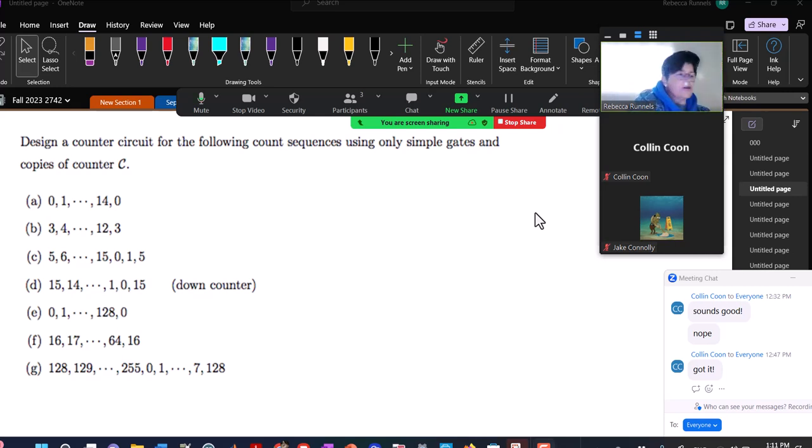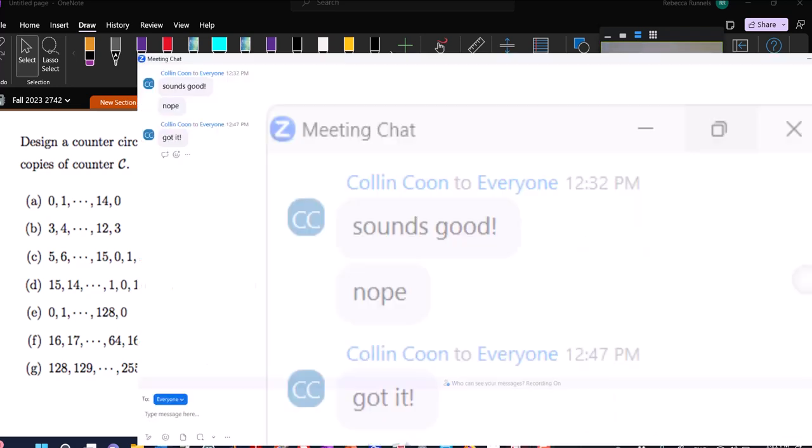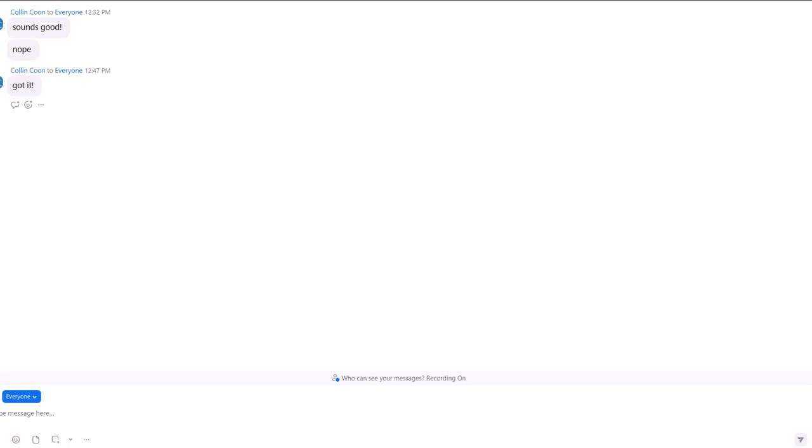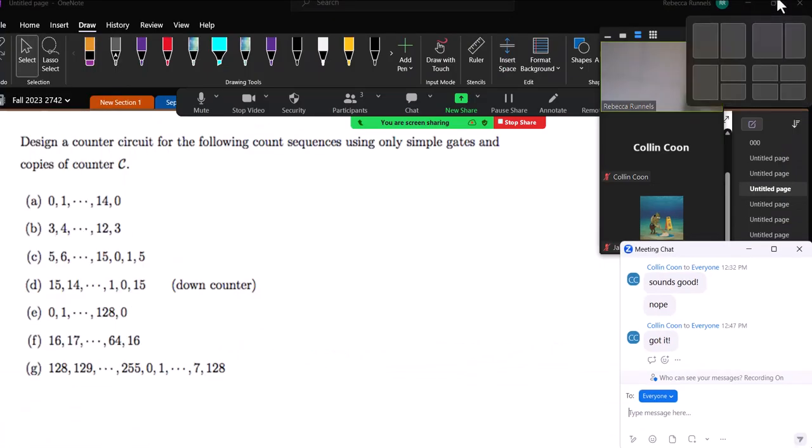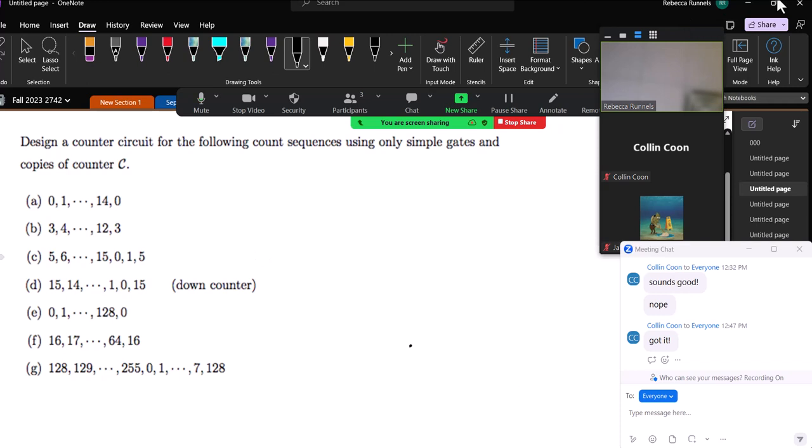At this part, we're going to design counters for a certain count sequence. Our first count sequence is to go from 0 to 14. Since 14 is not bigger than 15, we only need one counter, because a 4-bit counter goes from 0 to 15. If we need more than that, we need two 4-bit counters.